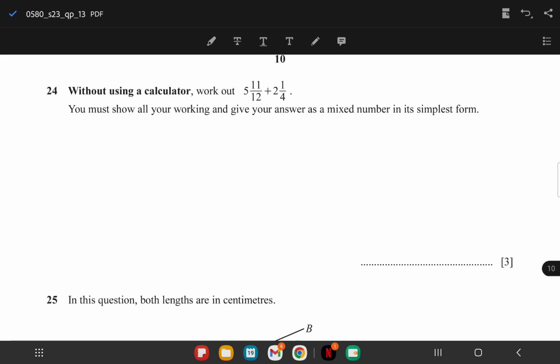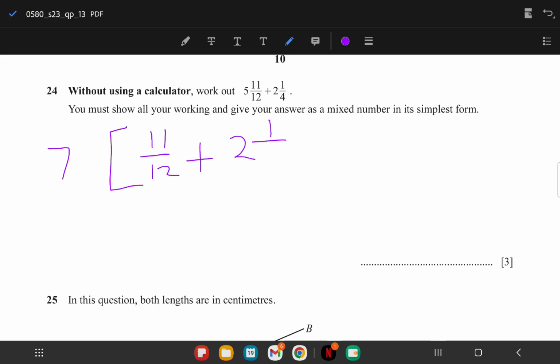Okay, without using a calculator, work out that number there. So I'll start by adding my whole numbers. 5 plus 2, that gives me 7. And then I have 11 over 12 plus 1 over 4, because I've already added the 5 and the 2. For these fractions in the brackets, I'm going to find a common denominator. In this case, it's 12.